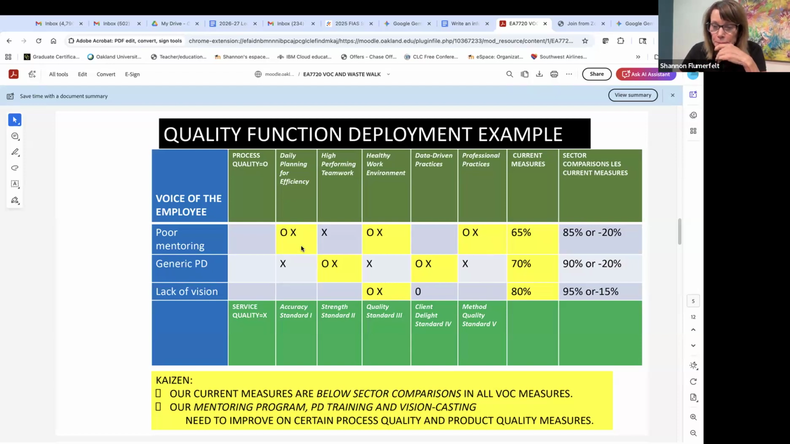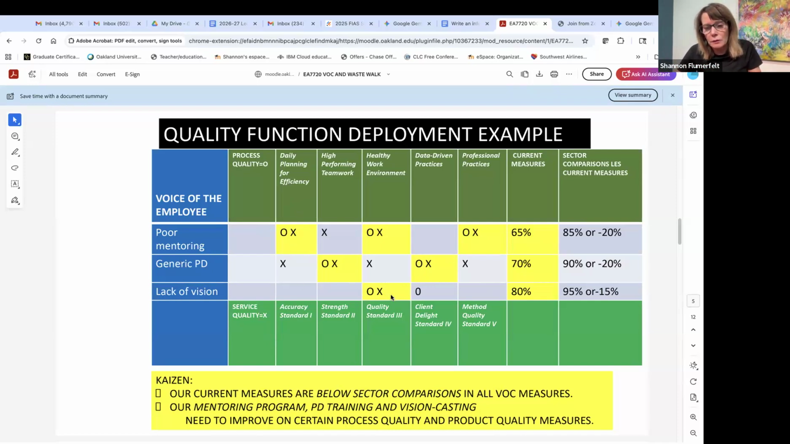First of all, if I'm going to do an improvement project where I'm looking to improve a particular program, what I want to see here is where things are looking the worst. Where do I get both the X and the O, and I'm below the benchmark standard and so on. You'll see here for mentoring, we have 3. For generic PD, we have 2. For lack of vision, we have 1.